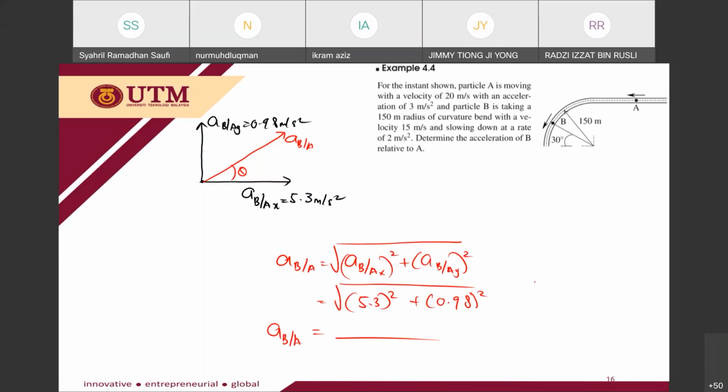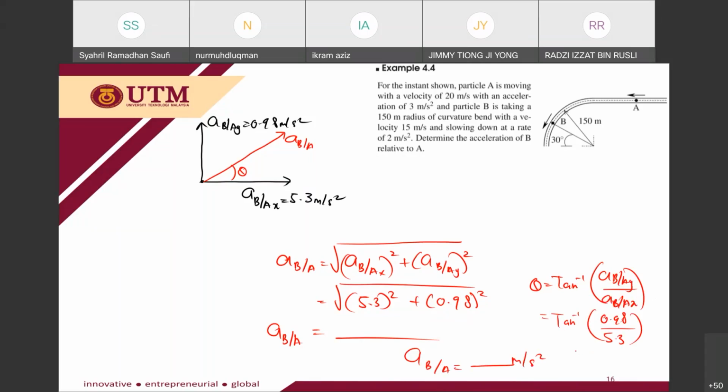And then theta is equal to tangent inverse of acceleration of B relative to A along y over acceleration of B relative to A along x. Then you get your direction: 0.98 over 5.3. So your final answer should be in the form of magnitude along with the direction theta.